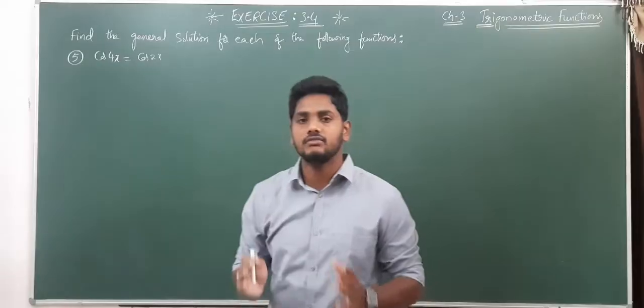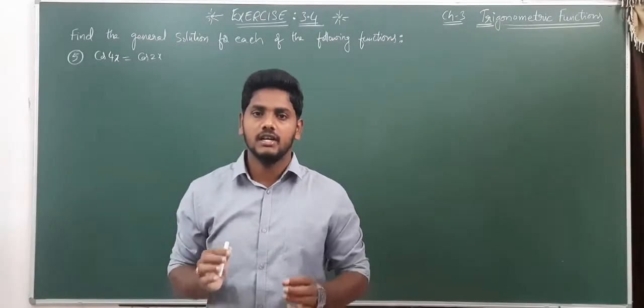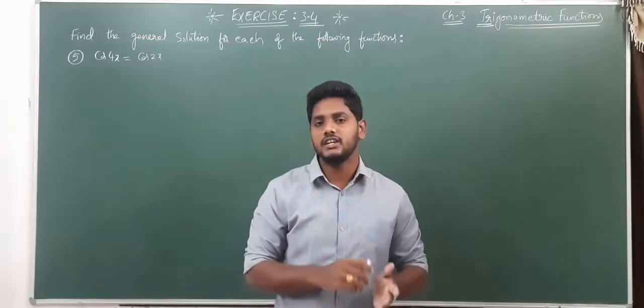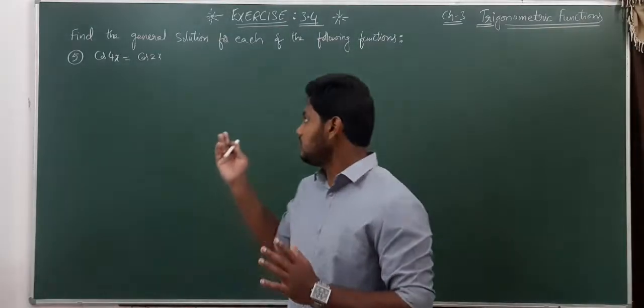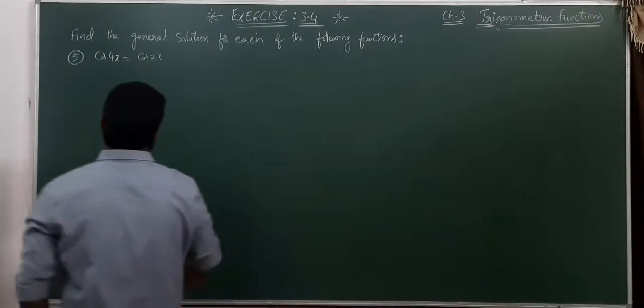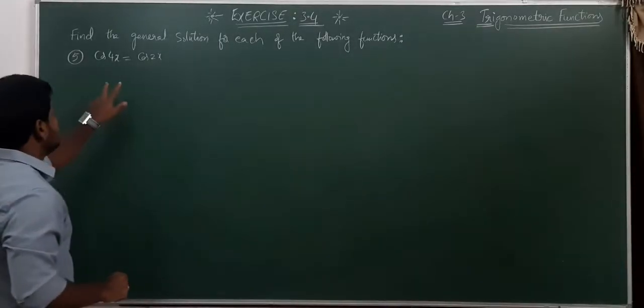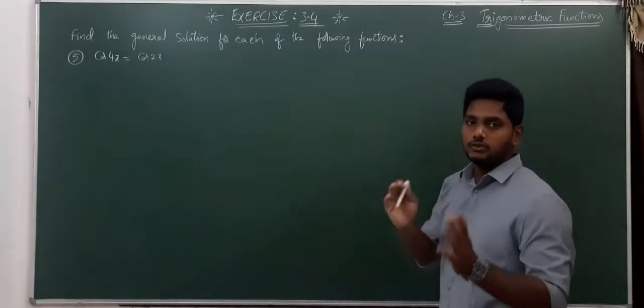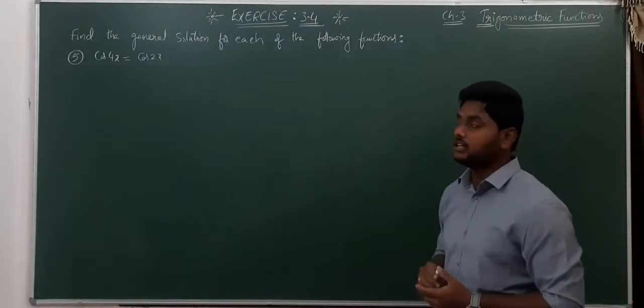Already we have discussed why we call them trigonometric equations. The difference between trigonometric equations and identities, functions and ratios, I also told. So let us solve the problems of these trigonometric equations to get the general solution. We have some formulas, right? Those formulas you need to remember to find the general solutions.